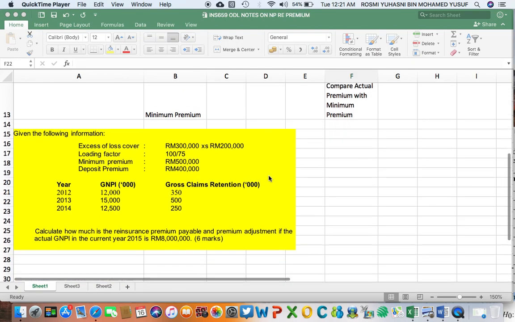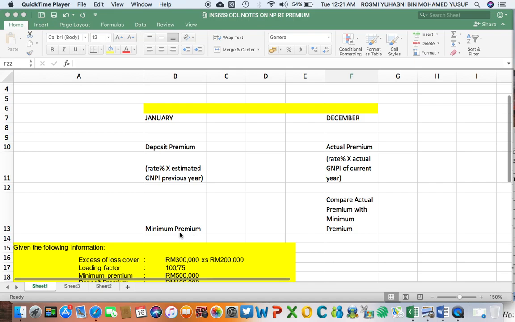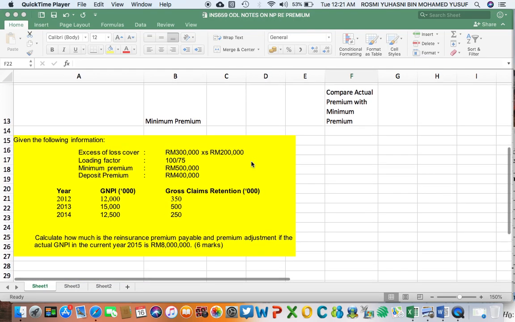Okay, let's go through an example of the calculation. We have an excess of loss cover, 300,000 in excess of 200,000. So you should know that this 200,000 is the deductible. Loading factor given is 100/75. Minimum premium for the year has been set at 500,000, meaning that the reinsurer will demand from the insurer at least 500,000 as a premium for that year. It cannot be less than that.